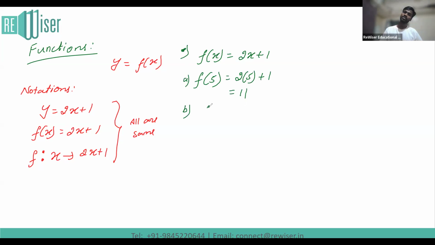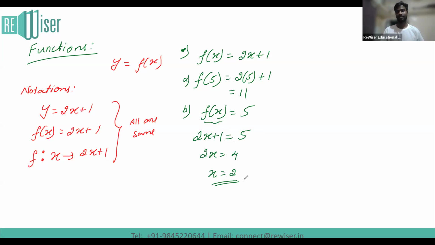suppose part B is: solve the equation f of x is equal to 5. This means we need to figure out what the x coordinate is when the y coordinate is 5. So we can replace f of x with the expression. f of x is the same as 2x plus 1, and this is equal to 5. So that's going to give us 2x is equal to, this 1 goes to the other side, 5 minus 1, which is 4. So x is going to be 4 over 2, which is just 2. So when x is 2, f of x will be equal to 5. This is what it means.